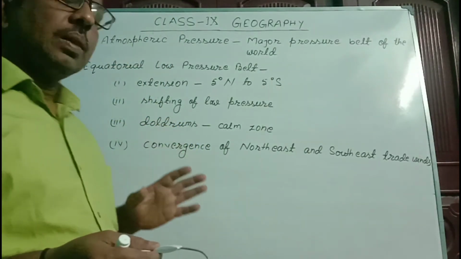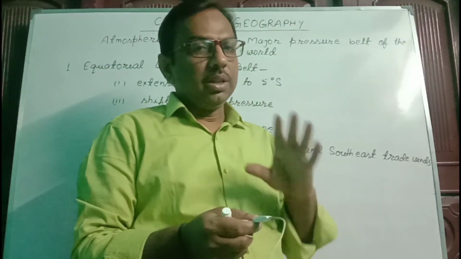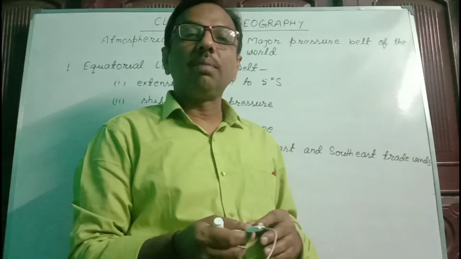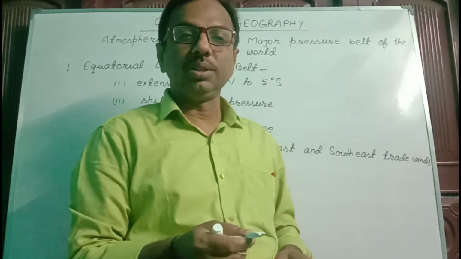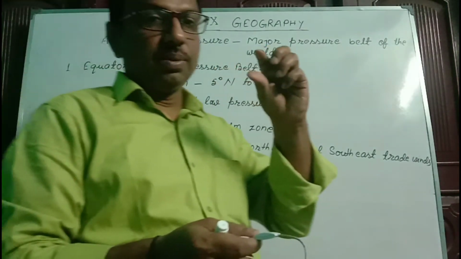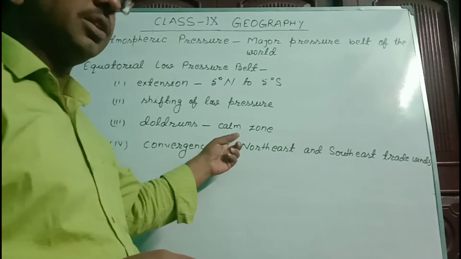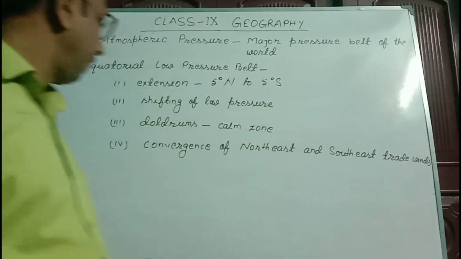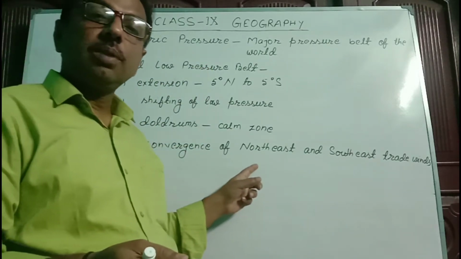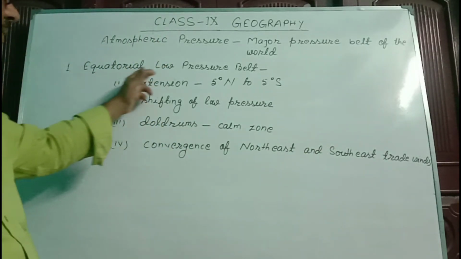Third is, in this extension 5 degree north to 5 degree south latitudes, there is no movement of air. This is called calm zone. Very calm, very peaceful, because there is no movement of wind. Due to this reason, this is called doldrums. This extension is also called doldrums due to its nature, that is the calm zone, because there is no movement of winds. And in this extension, there is a convergence of northeast and southeast trade winds. So there are four features of equatorial low pressure belt.